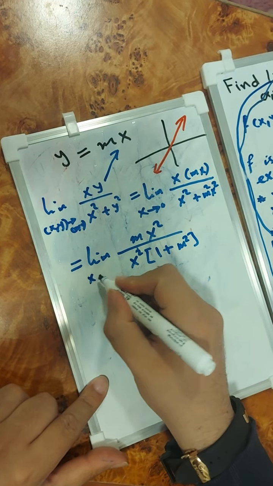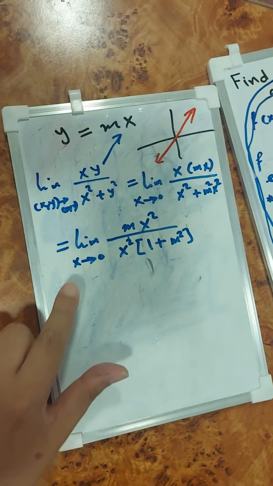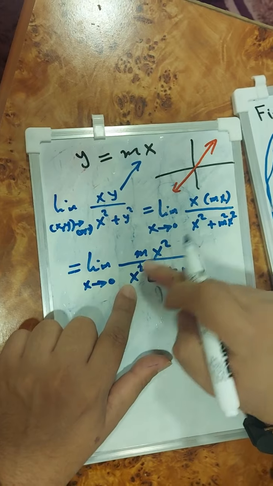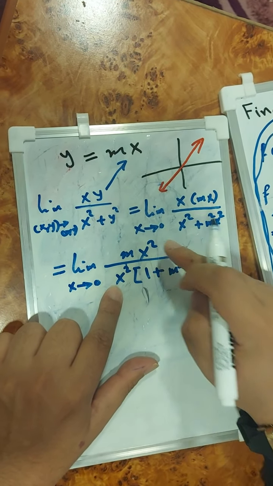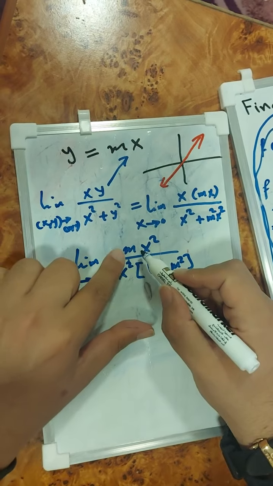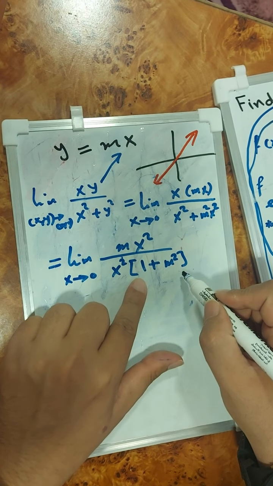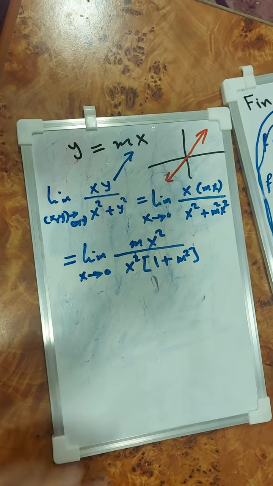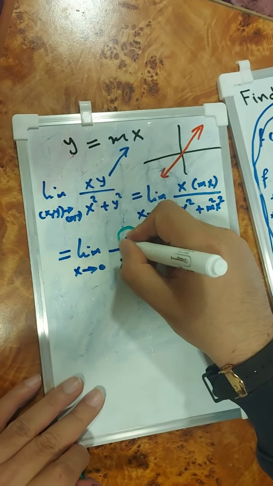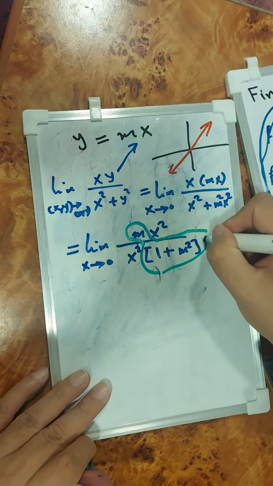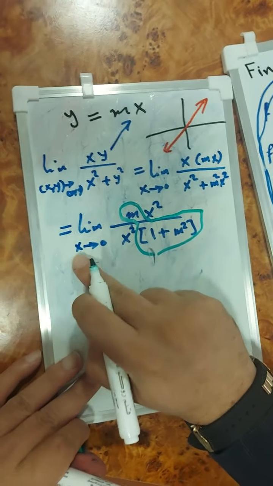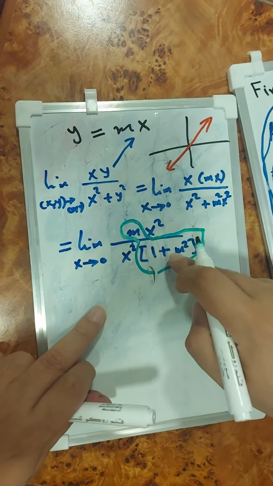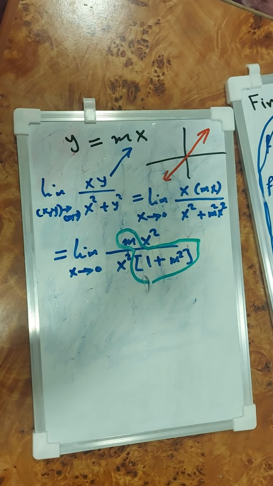As x approaches 0, the variable of the limit is not m, it is x. So we will keep x squared inside the limit, and we will take the constant m and the constant 1 plus m squared outside the limit, because these quantities are constants. The limit does not depend on them because the variable of the limit is x. So we will take m over 1 plus m squared as a common factor outside the limit.